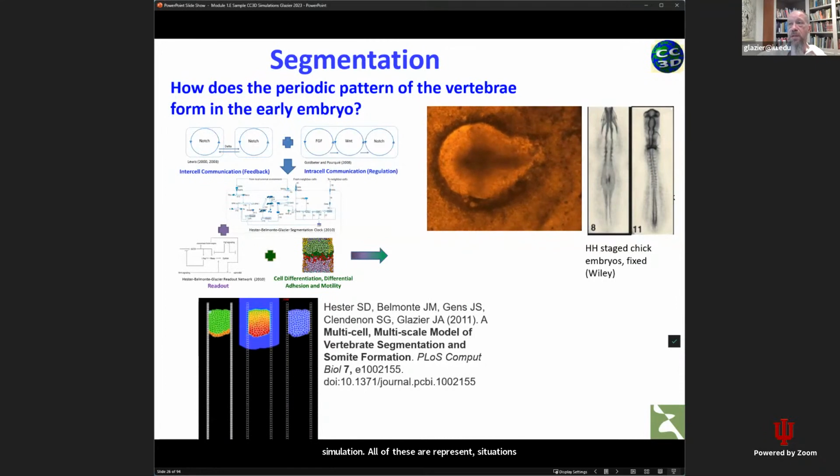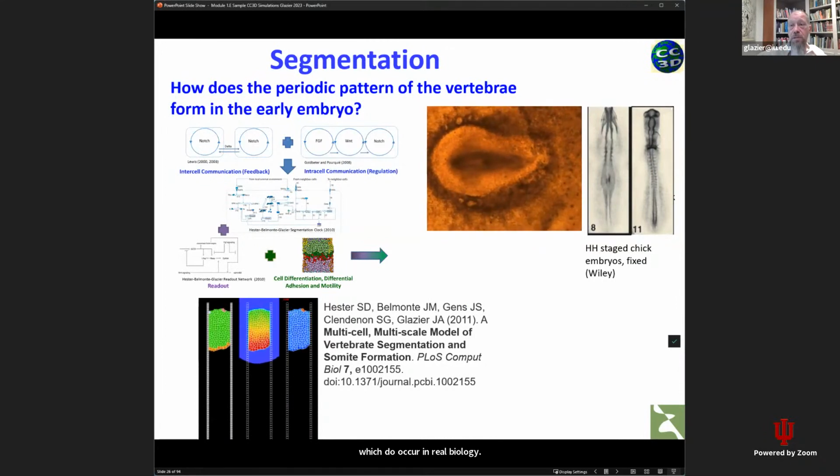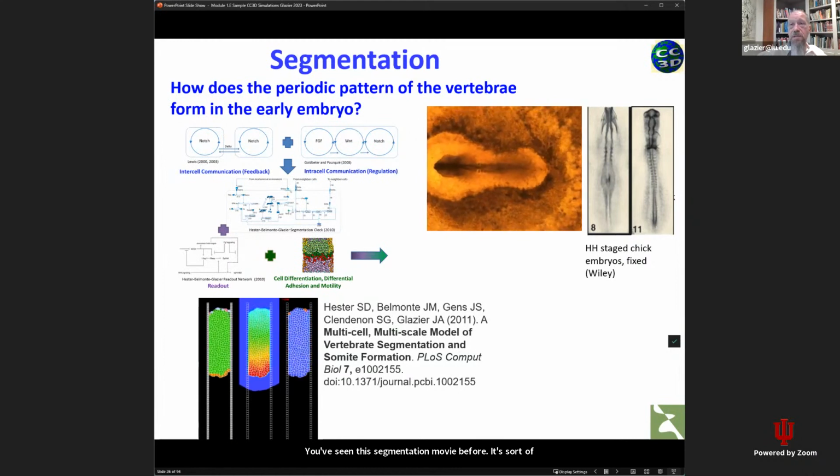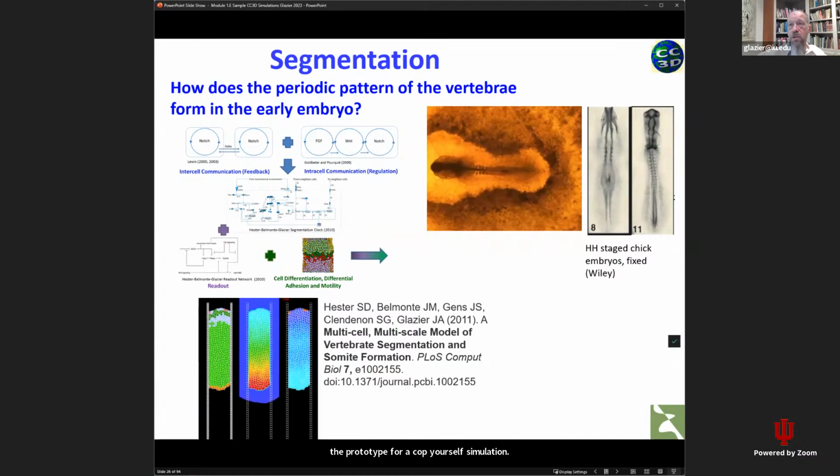You've seen this segmentation movie before. It's sort of the prototype for a CompuCell simulation. In this case, you have a rather elaborate gene regulatory network and signaling network inside every cell that leads to oscillations. There is coupling of those networks between the cells through delta notch signaling, which you'll learn about on Monday.